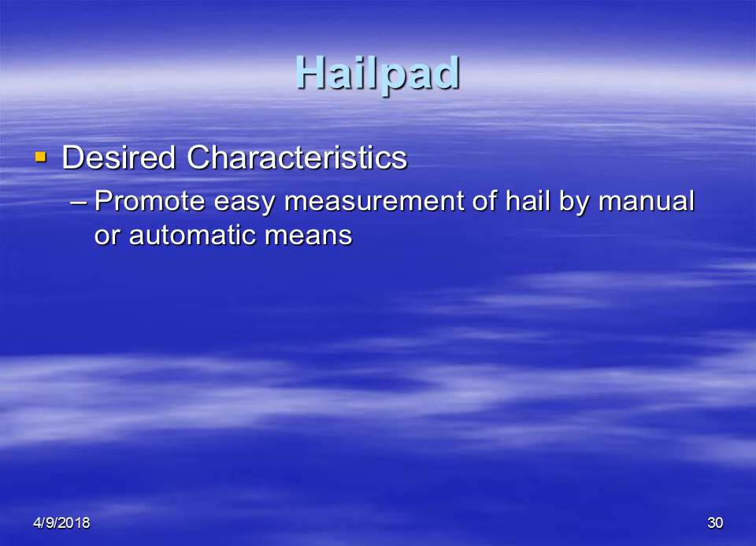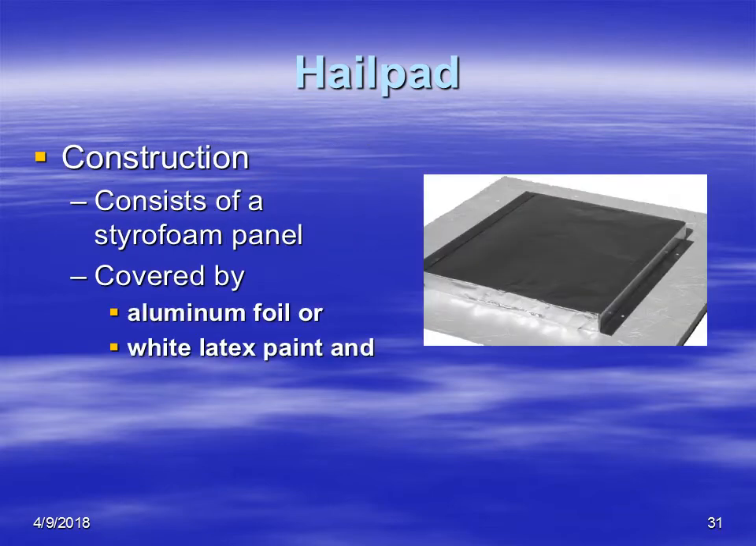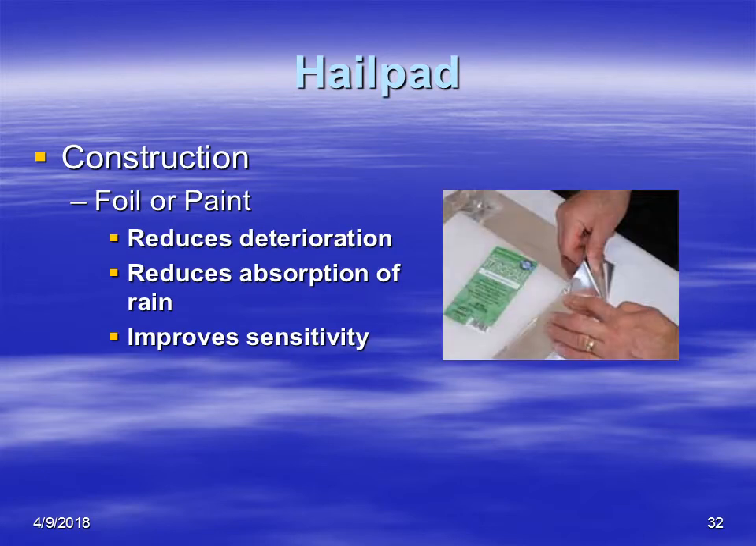Also, it should be easy to measure hail, either by manual or automatic means. So in other words, you can take a ruler or you can take some sort of computer device, whether it be a mouse, and click the minor and major axes, and it doesn't leave an impression, and it's easy to use. Hail pads these days are made of styrofoam, and there are specific styrofoams that are desirable. And then also they're covered with aluminum foil, and we're going to talk about why we cover them with aluminum foil shortly. We'll talk about it right now.